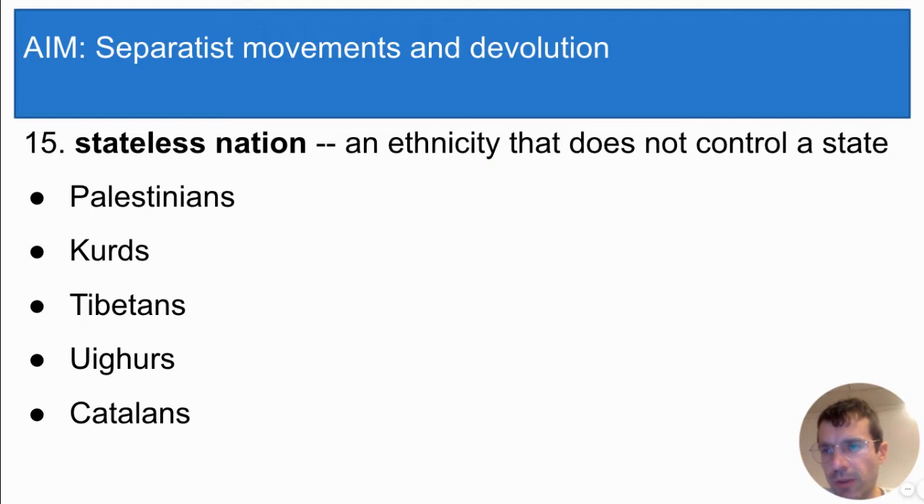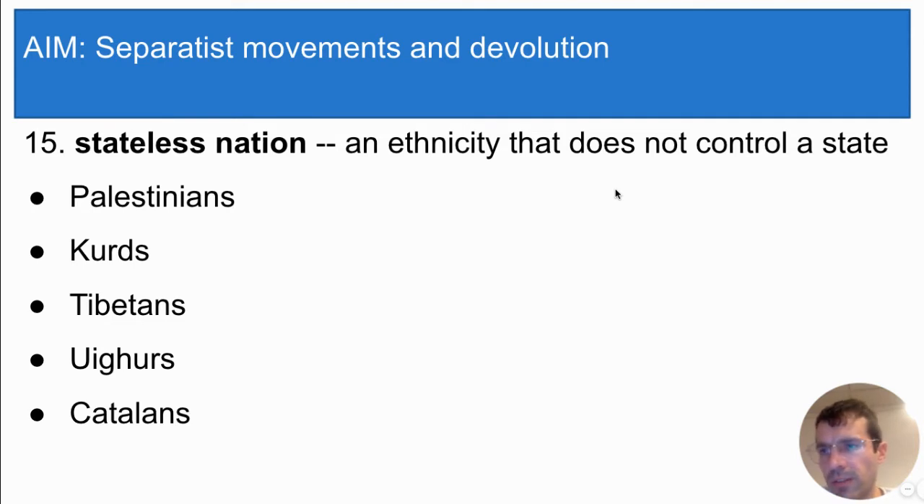Palestinians live under Israeli control. Kurds live under foreign control in several different states. Tibetans and Uyghurs both live under Han Chinese control, and Catalans live under Spanish or Castilian control. None of these groups has a country that it can call its own.